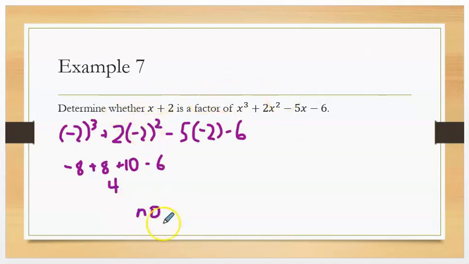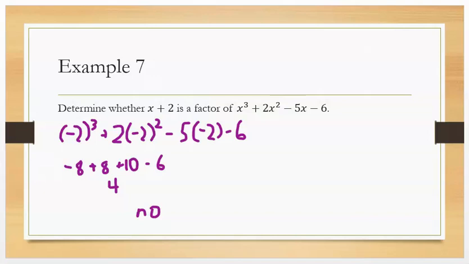So is x plus 2 a factor of this? No. That means I could not break this down as x plus 2 times some other polynomial like x squared plus 3x minus 5, whatever it would be. So that means this one cannot be broken down using x plus 2. It would not be one of the factors of this original polynomial.